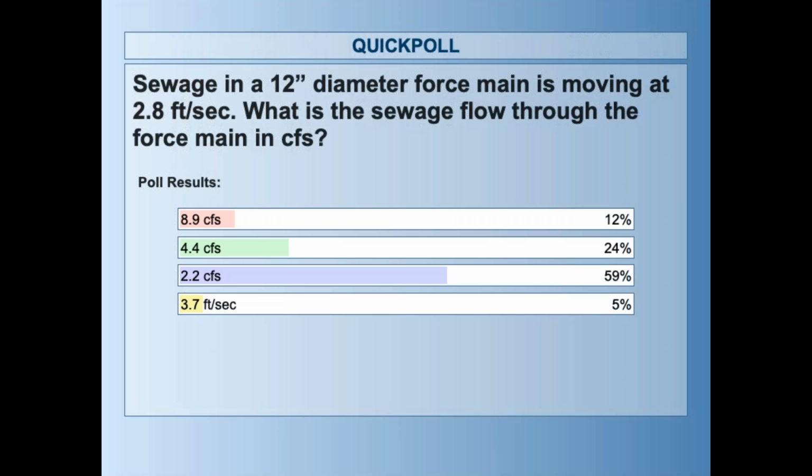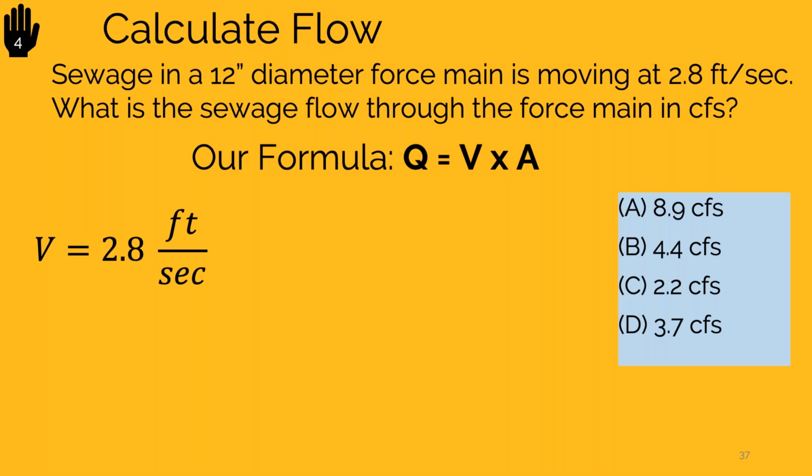All right, James. So 59% answered 2.2 CFS. I think that is correct. That is correct. Yeah, excellent. Good work, everybody. Let's walk through the math on this. Our velocity is given at 2.8 feet per second.